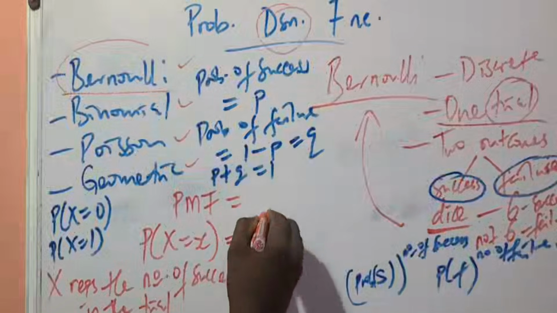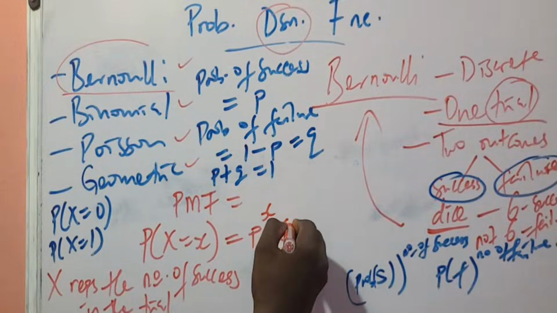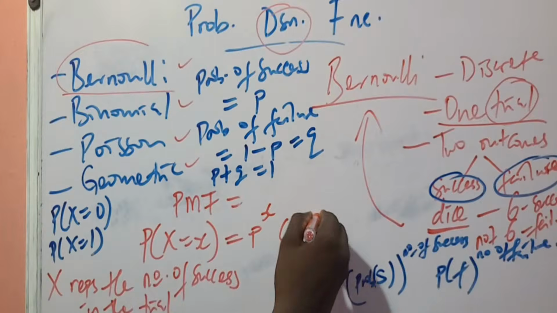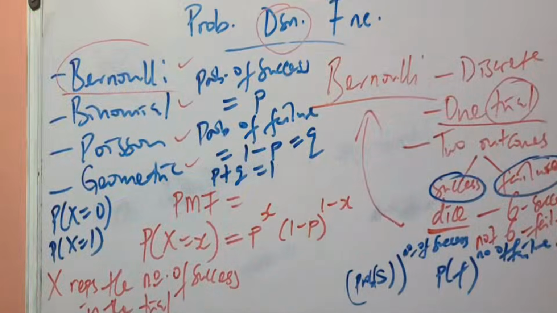I'll write p raised to the power of x. Then I could write q, but you can write it however you want: 1 minus p, which is still q, raised to the power 1 minus x. So this is the PMF for Bernoulli. I'm going to explain to you every aspect of it. You don't need to feel confused at all.